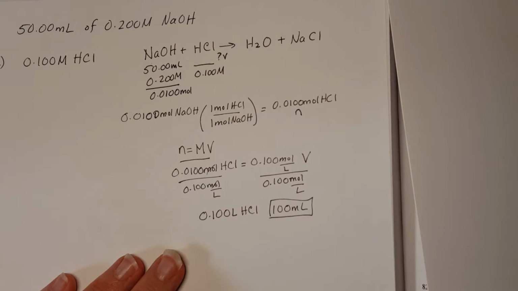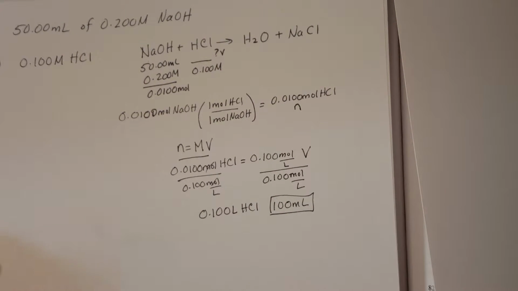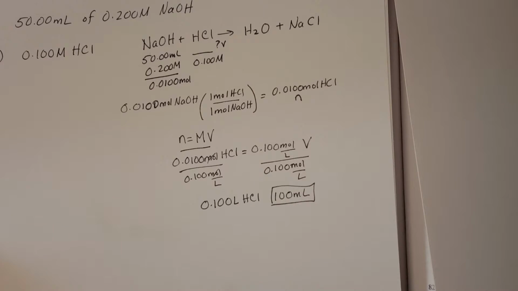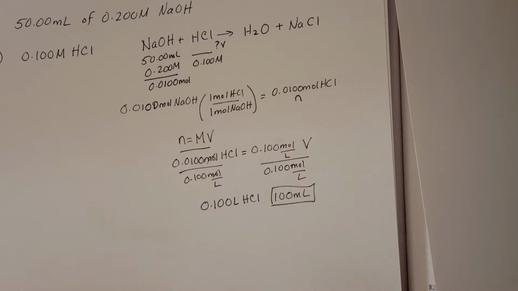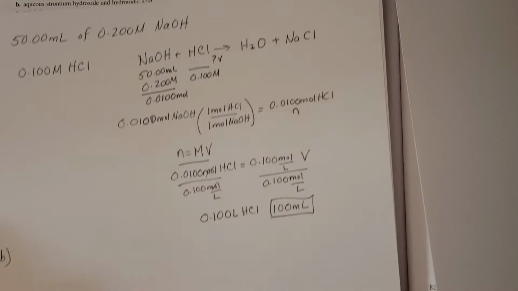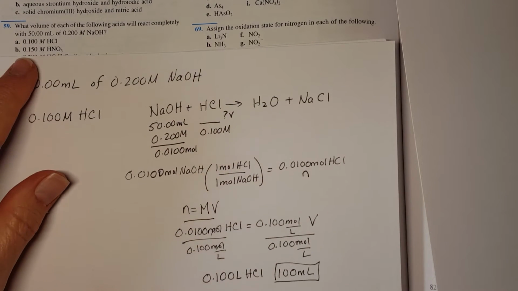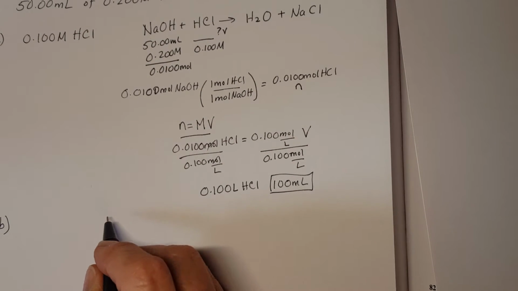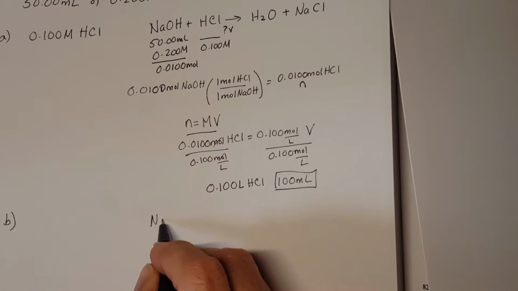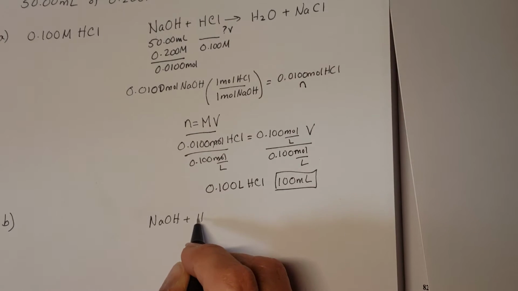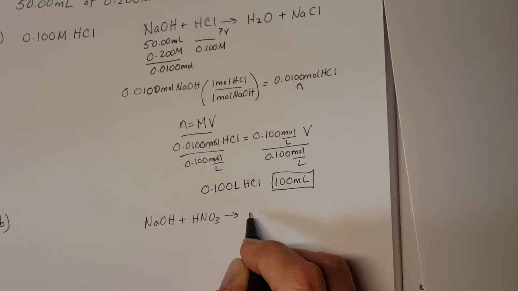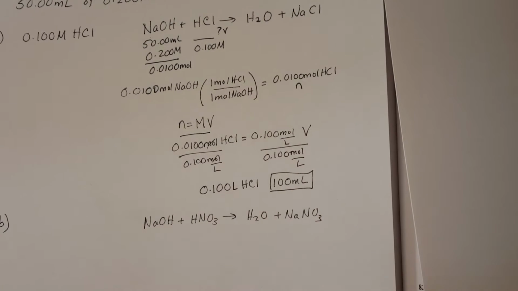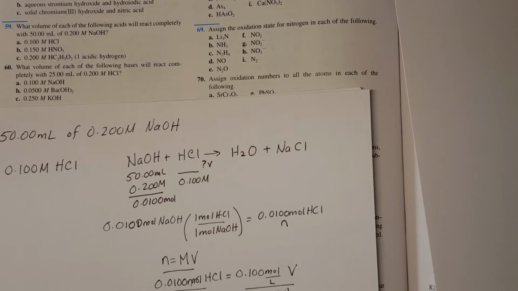Now, we could do this all in one stoichiometry reaction, and we will do that later. I won't do that now for the sake of time. For part B, Part B on this question says we want to neutralize it using 0.150 molar of HNO3. So our reaction now is NaOH plus HNO3, and that's going to make H2O plus NaNO3. And that's balanced. It's all 1-to-1.